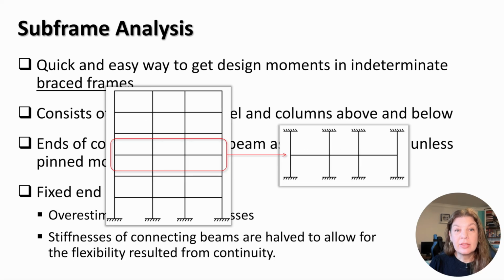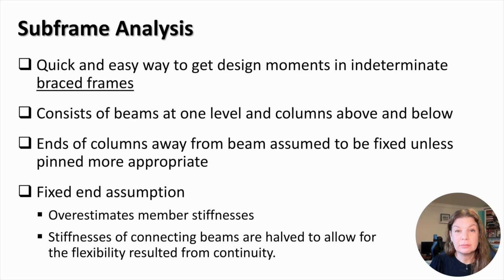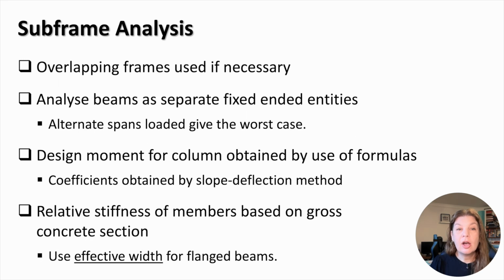As we discussed, the subframes consist of beams at one level and columns above and below. The ends of the columns away from the beam are assumed to be fixed, unless pinned is more appropriate in the situation. The fixed end assumption overestimates member stiffnesses. Therefore, the stiffnesses of connecting beams are halved to allow for the flexibility resulting from continuity. Overlapping frames can be used if necessary.